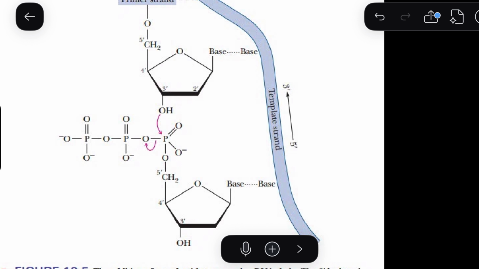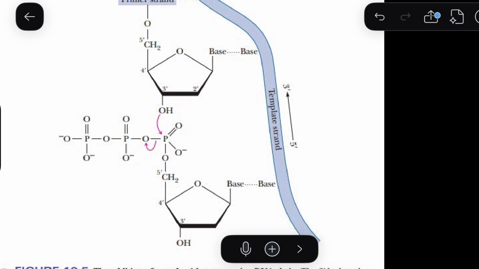Now that nucleophile, which is attached to the third carbon atom, attacks this particular alpha phosphate. That means it starts forming a bond with this phosphorus. Usually the phosphorus can form bonds with only four atoms, but in the transition state, the phosphorus can even form bonds with five oxygen atoms. In the transition state, this nucleophile forms a bond with the phosphorus.